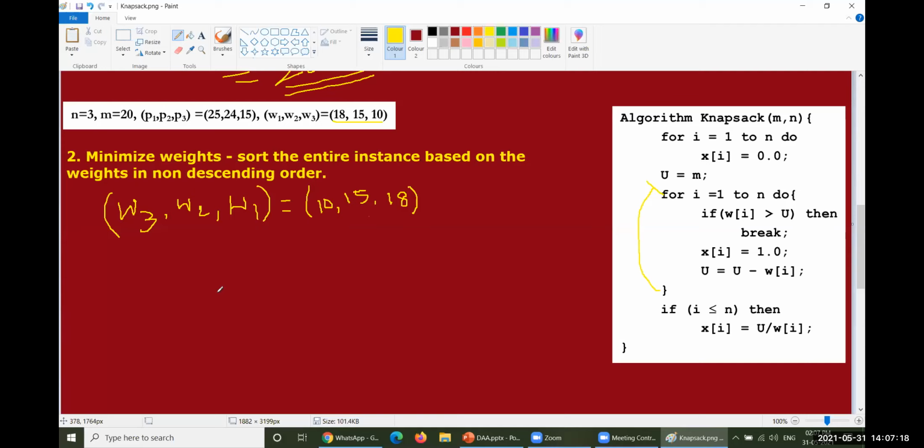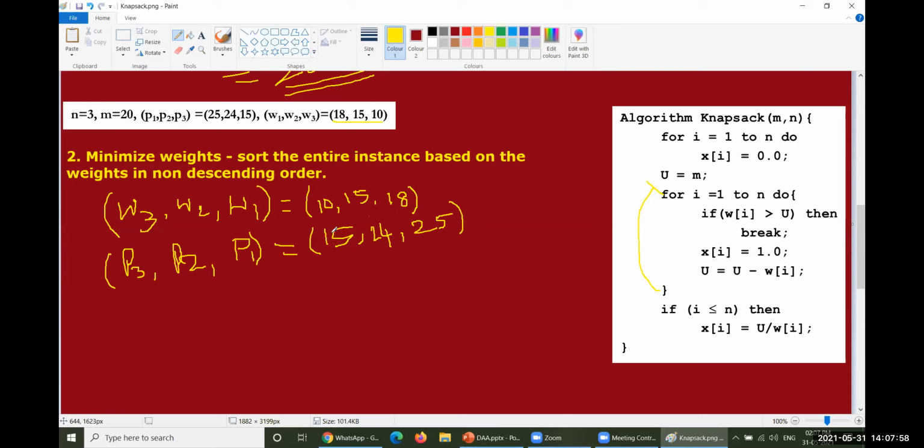In a similar way, you have to take the associated profits also as far as weights are concerned. W3's associated profit will be P3, W2's associated profit will be P2, and W1's associated profit will be P1. You have to arrange in such a way. P3 is 15, followed by 24, as there is no change in the second position, and the final one is 25. Yes, the sort operation is shown.